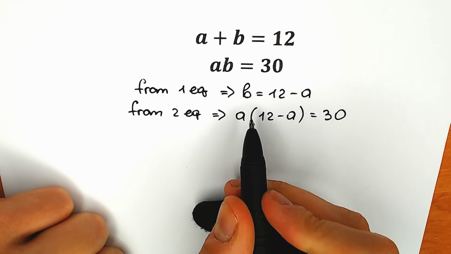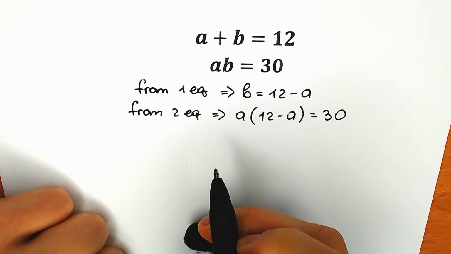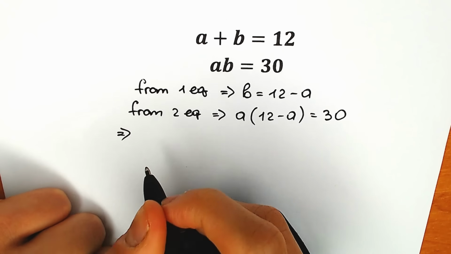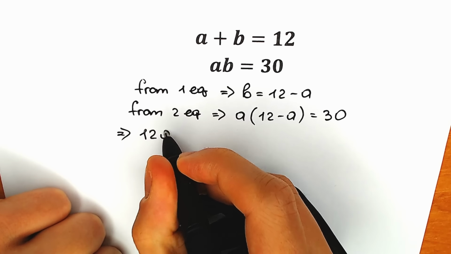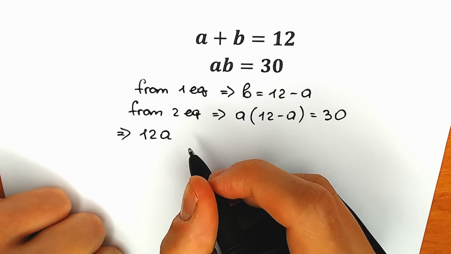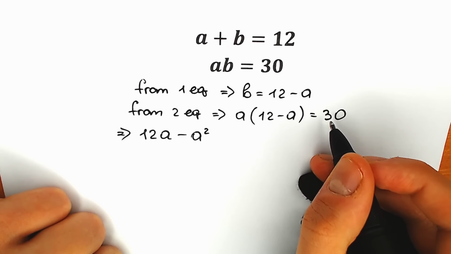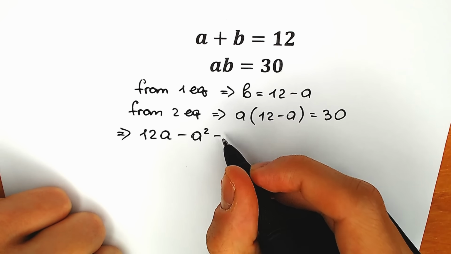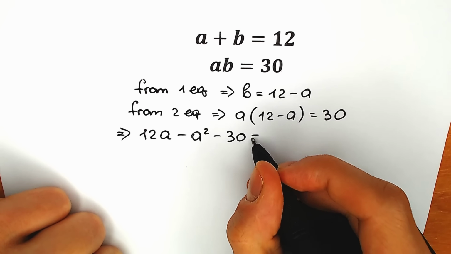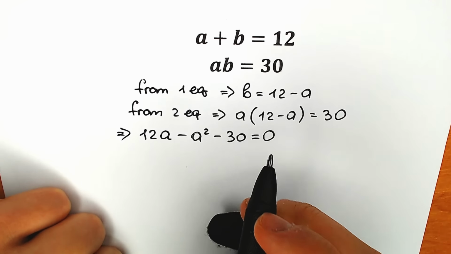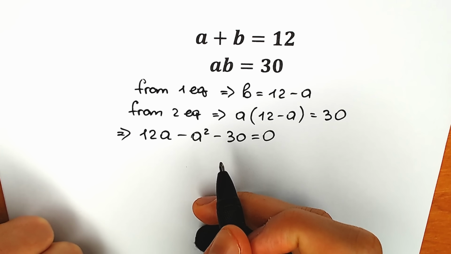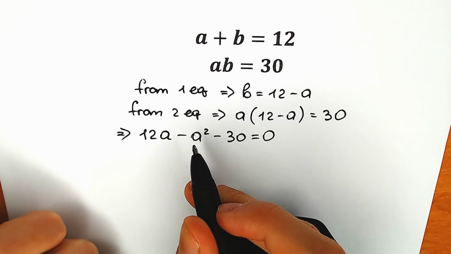Great. Right now let's simplify this. Let's multiply a by the parentheses. As a result we have 12a minus a times a, which is minus a square, and minus 30 on the left side, equal to 0. Now this is a quadratic equation. We can easily see it, but we prefer a little bit different order.